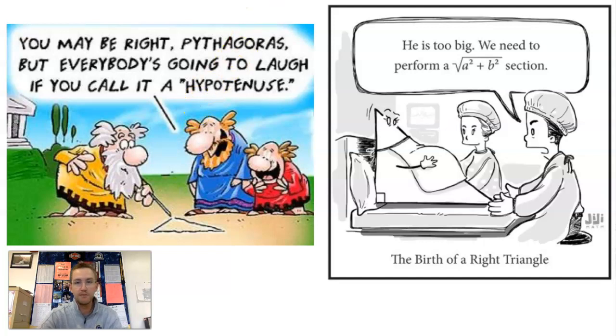We are talking about the Pythagorean theorem. And after we learn the lesson today, these two jokes will make a lot more sense, dealing with hypotenuse and needing to perform a square root of a squared plus b squared. That'll make a lot more sense at the end today for the birth of a right triangle. Other than that, let's get into it.